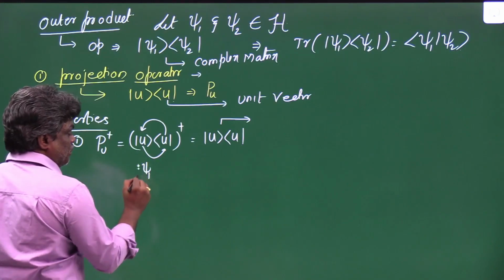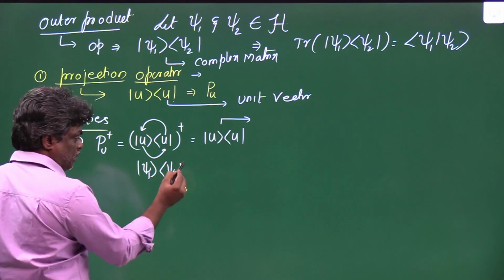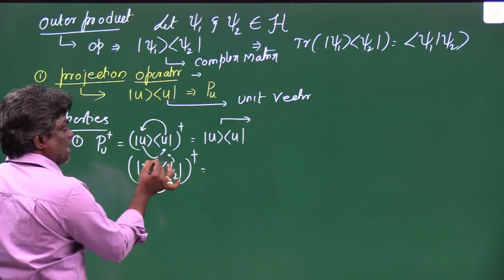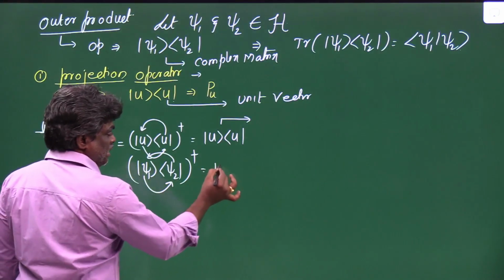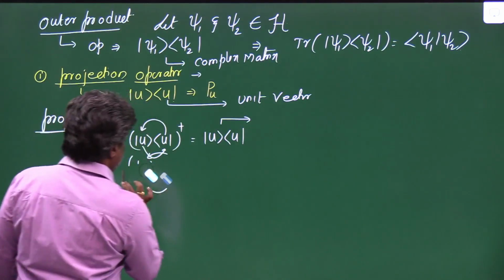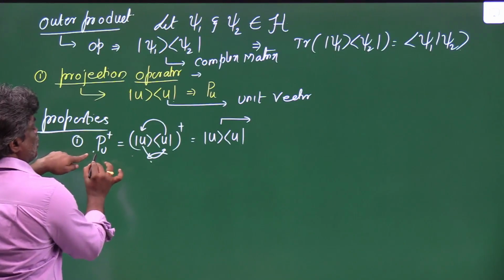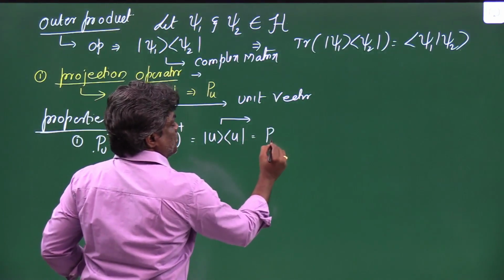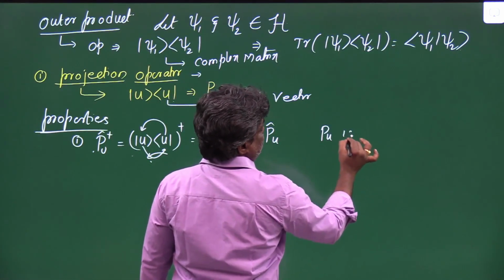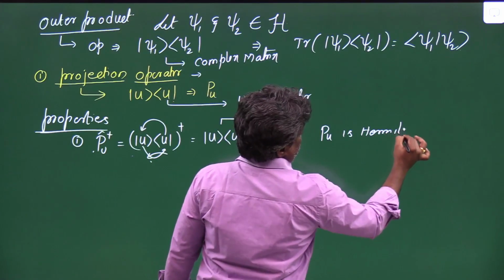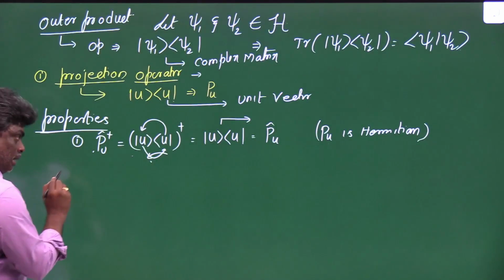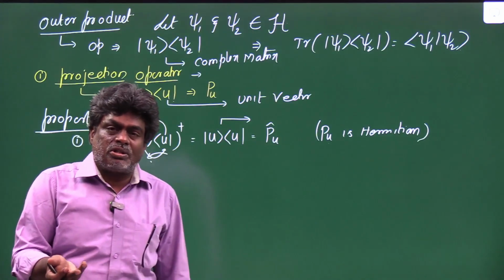Right. So if you have the outer product of psi1 and psi2 and take the dagger, the ket vector becomes the bra vector and the bra becomes the ket, so here it will be psi2, psi1. Is it clear? So the Hermitian conjugate of the projection operator is again the projection operator. That's why the projection operator is Hermitian. First property. If you take the Hermitian conjugate, you get the same matrix.